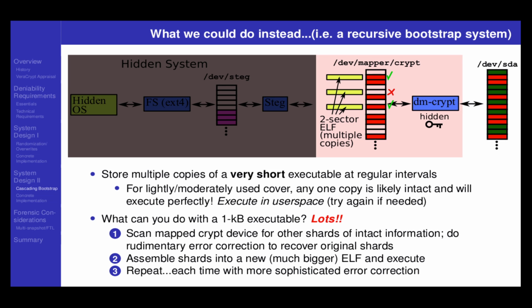Okay, so you have 2 sectors now. You can do a lot with 2 sectors in assembly language. You can scan through the entire disk, recover a whole bunch of corrupted data, do error correction on that data, put it together into a new executable, and run that executable that's much larger. You have a much larger executable now. It can do the same thing. You repeat, rinse, repeat, until you have a huge executable, whatever you want, an entire running system, right? And so basically you just do this iteratively.